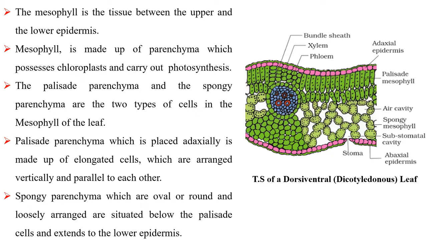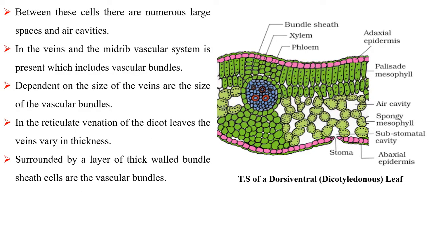Palisade parenchyma, which is placed adaxially, is made up of elongated cells which are arranged vertically and parallel to each other. Spongy parenchyma, which are oval or round and loosely arranged, are situated below the palisade cells and extend to the lower epidermis. Between these cells there are numerous large spaces and air cavities.